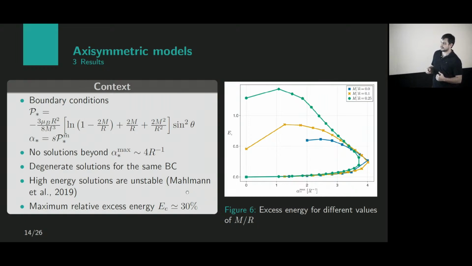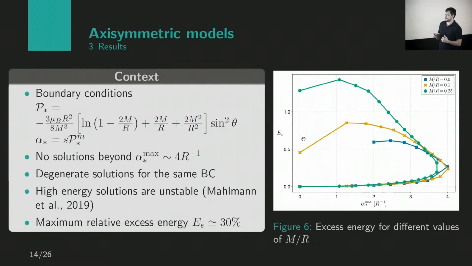What we mean by excess here is the difference between the energy of the twisted case compared to the untwisted one, compared to the case with S equals 0 or alpha equals 0, the potential case, divided by the energy of the potential case. So it's the relative difference between twisted and untwisted solutions. This more or less was already known in different works in the literature.